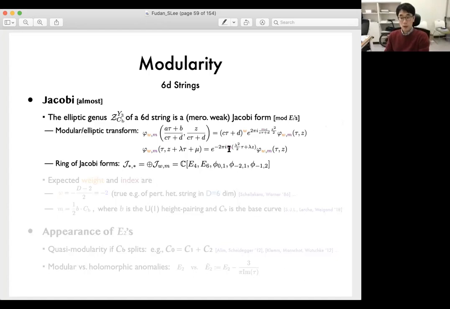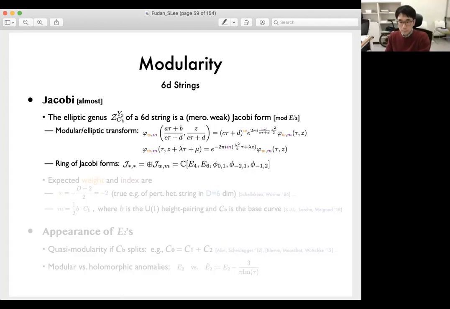Recall also that the ring of Jacobi forms is finitely generated. The generators here are the Eisenstein series E4 and E6 with weights 4 and 6, as well as certain Jacobi forms with indicated weights and indices. This fact is going to be used later in analyzing explicit examples, but this will not be crucial in developing a general story.